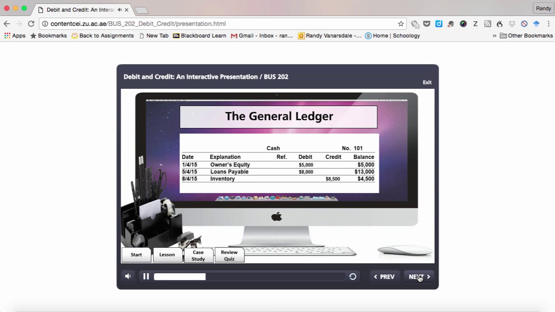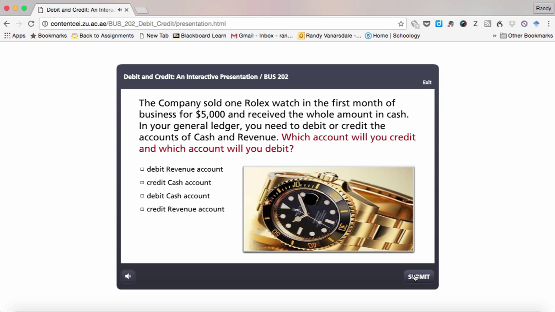The cash account will be decreased in the credit side because it is one of the company's assets. And the inventory account will be. Read the scenario and then choose two answers from the options below.